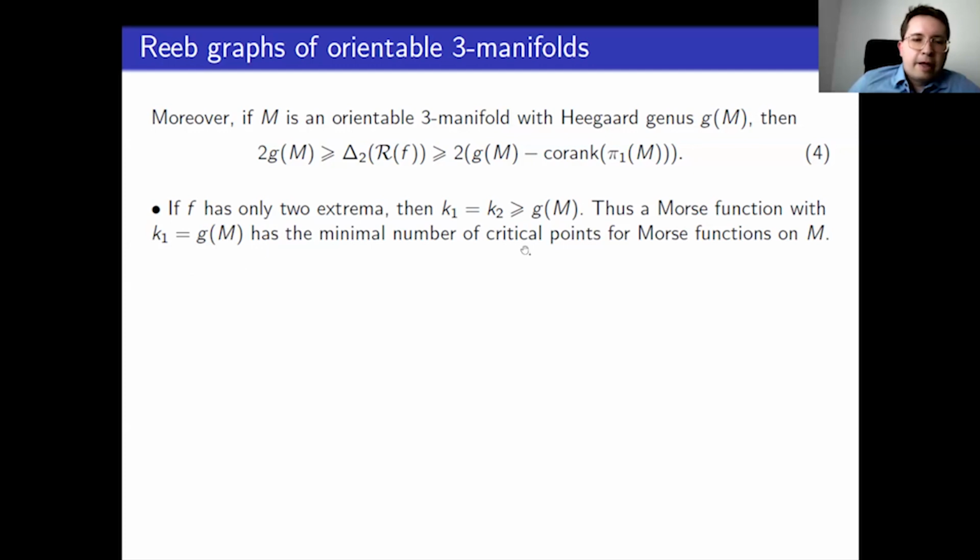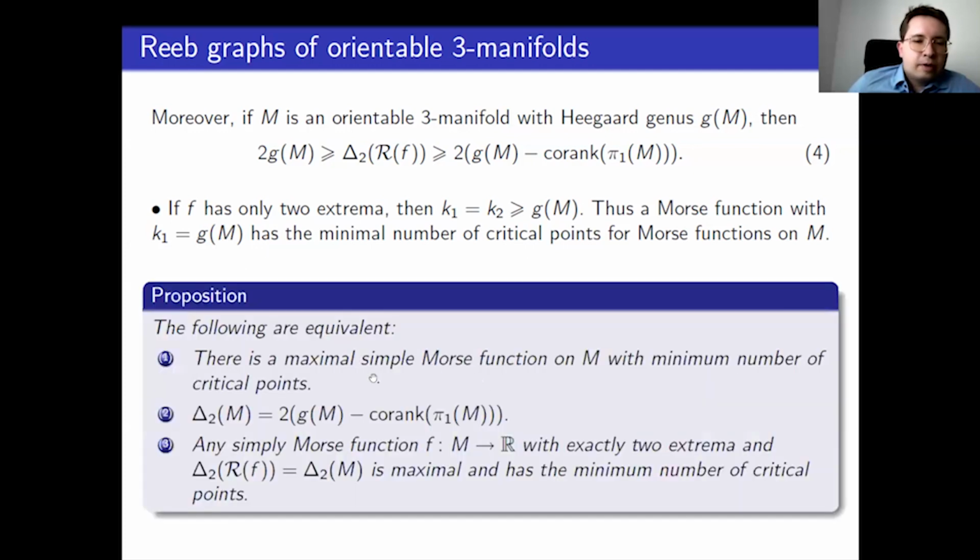And a Morse function with the minimum number of critical points is the one which has k_1 equal to the Heegaard genus of the manifold. The following proposition shows the equivalence of three conditions, which shows that equality in this bound with the Heegaard genus is equivalent to the statement that we can find a maximal simple Morse function with the minimum number of critical points. And in fact, if we take any simple Morse function with the minimum number of vertices of degree 2 in a Reeb graph, then it is automatically maximal and has the minimum number of critical points.